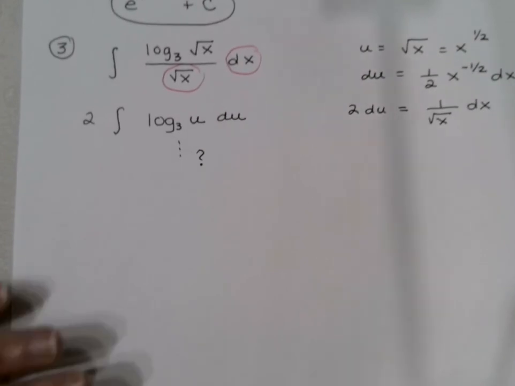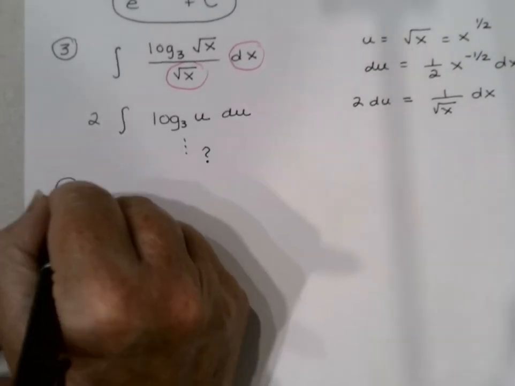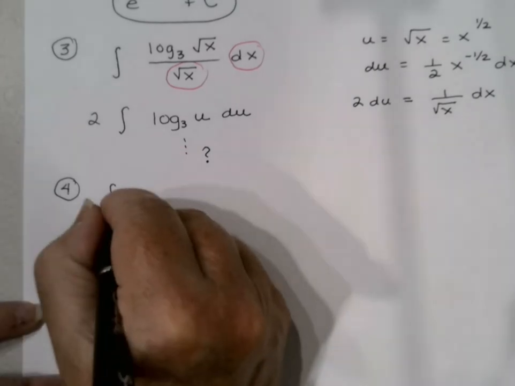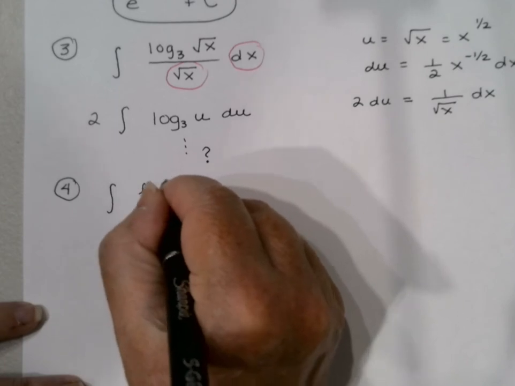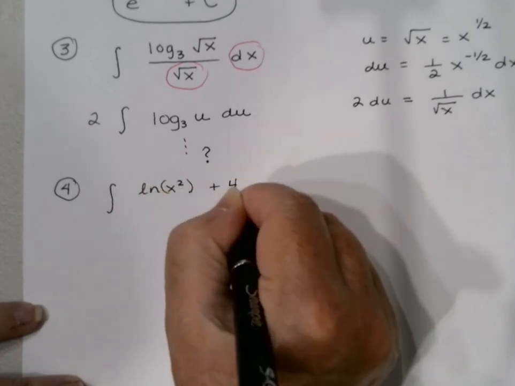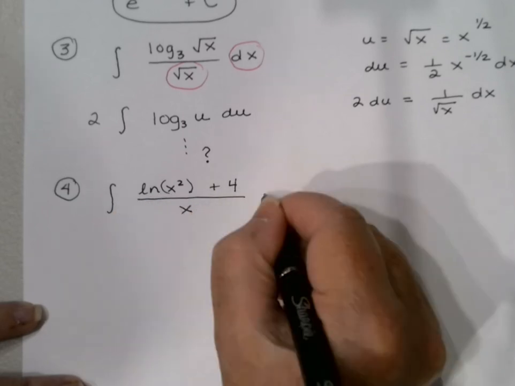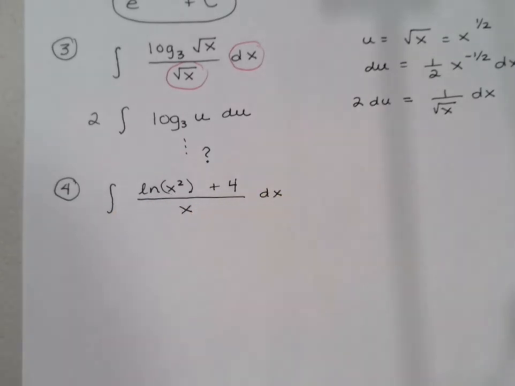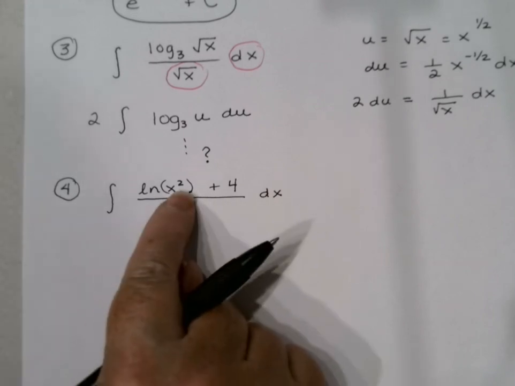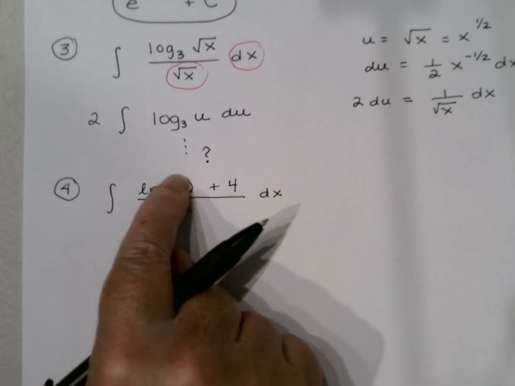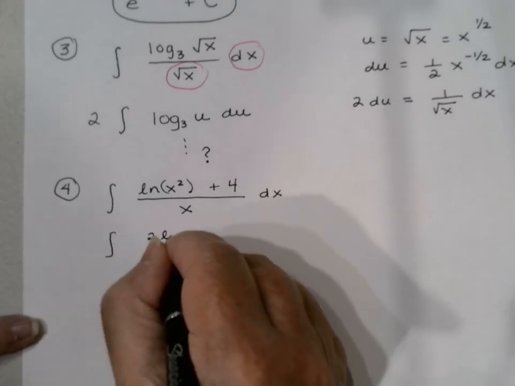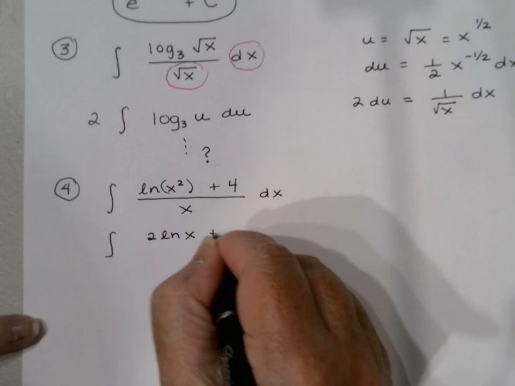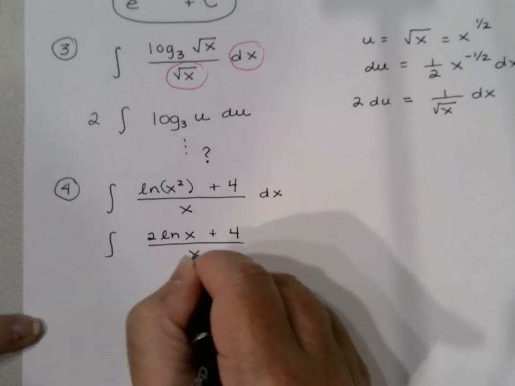Let's try another one. Let's take the integral of the natural log of x squared plus 4 over x dx. On this one, I once again am seeing a power property. I could bring that 2 down in front. That's going to make this look a little simpler. So let's do that. Make that 2 ln x plus 4 over x.